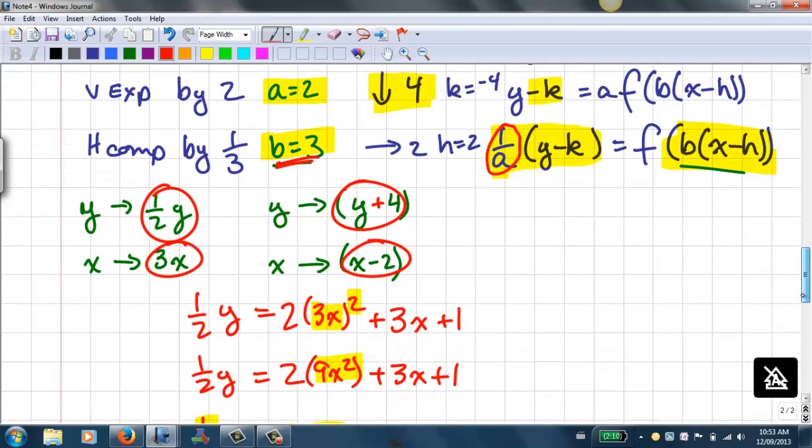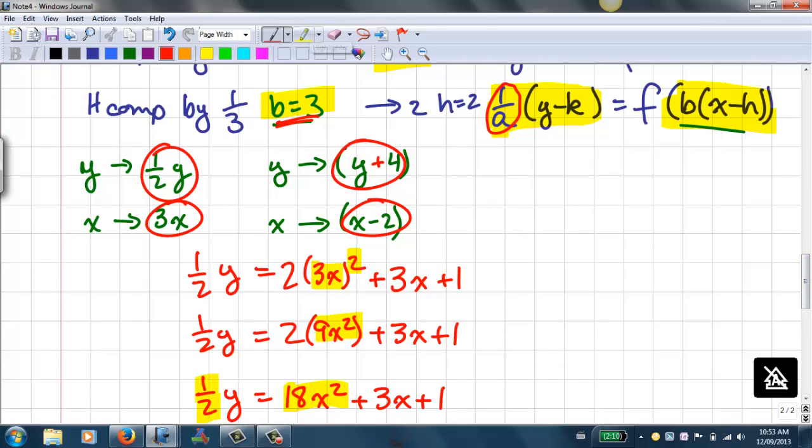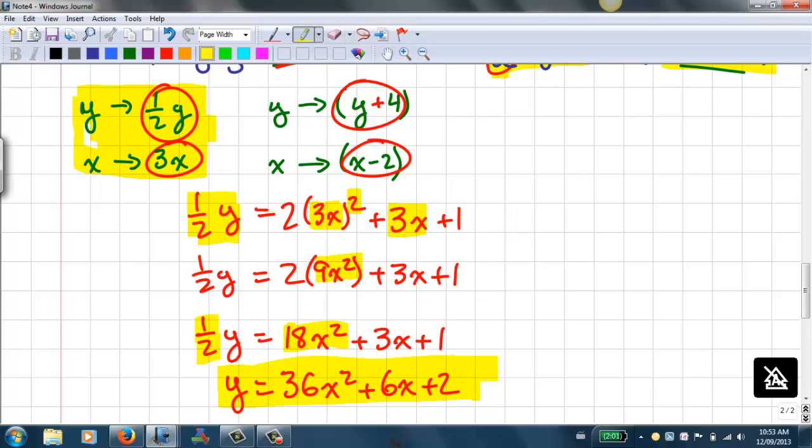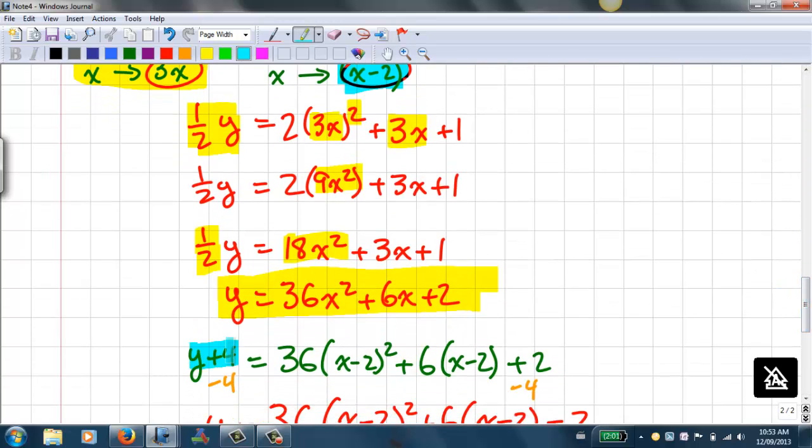So once we've got those in place, we deal with the horizontal and vertical expansions first. So my y becomes 1/2 y. My x's become 3x's. We clean that up and get to this stage. Next, we deal with the translations. The translations were y plus 4 and x minus 2. So I replace my y with y plus 4, and I replace my x's with x minus 2.